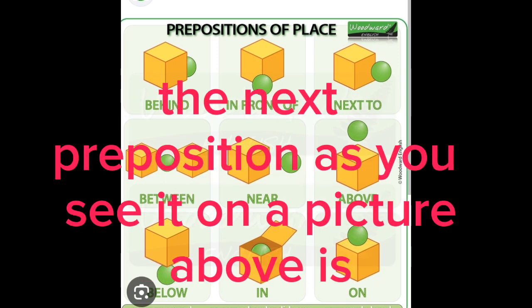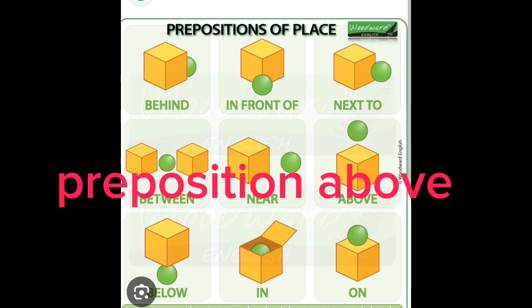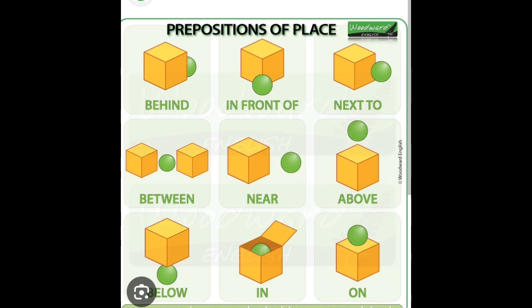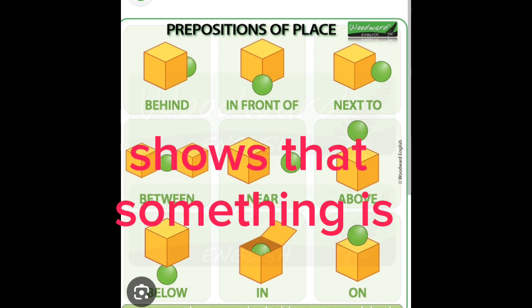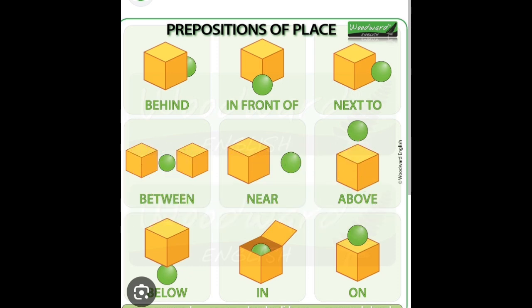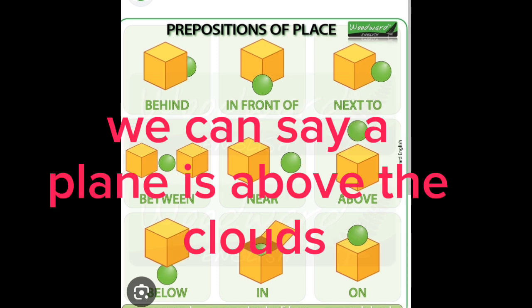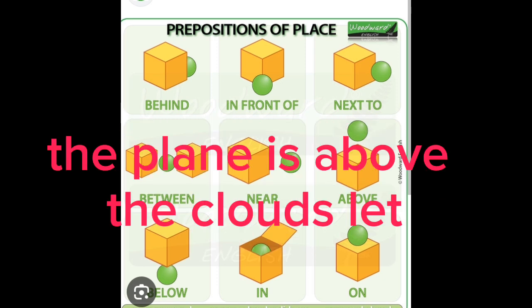Let's see the next preposition as you see it on our picture: above. The preposition above shows that something is at a higher position than another. We can say a plane is above the clouds. The plane is above the clouds.